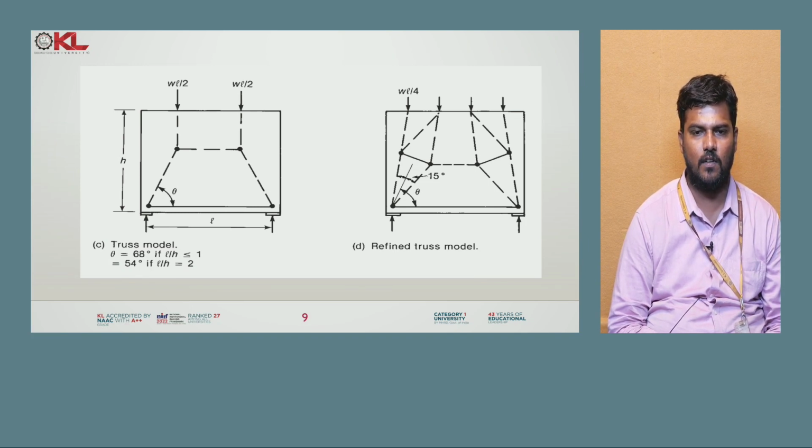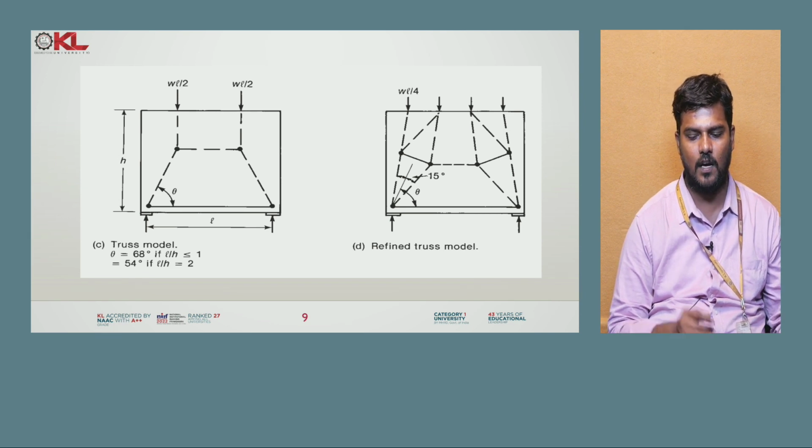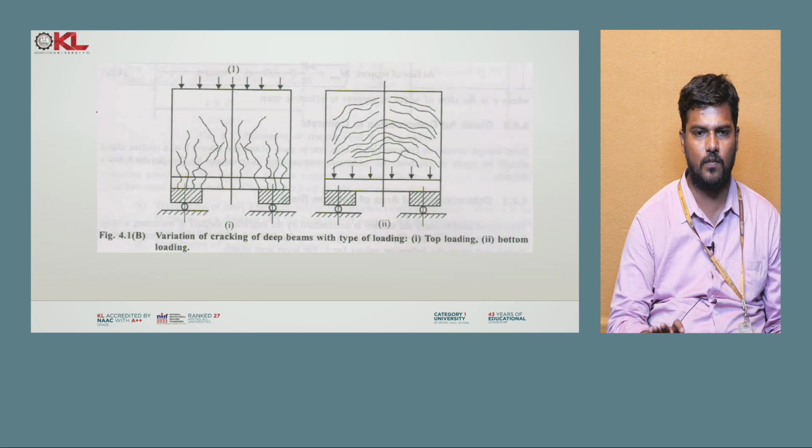Whereas the second one, you can see next is the redefined truss model. So here you are getting WL/4, we are applying at 4 load points, whereas in the previous case we have applied only at 2 points, that's why that is given as WL/2. So here also the angle should be maintained as 15 degrees on one side and 15 degrees on the other side. So this is about our first topic.